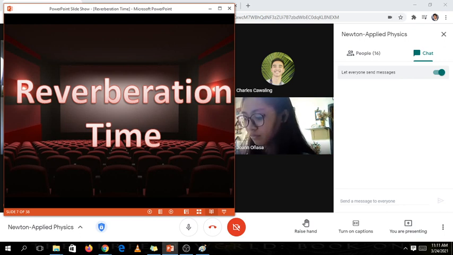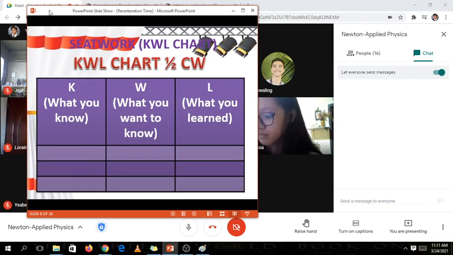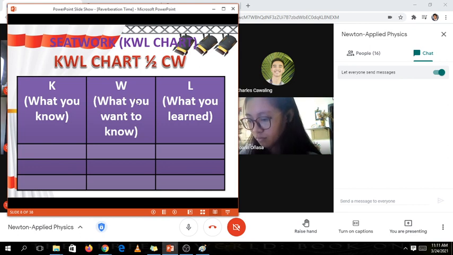Our topic for today is reverberation time. For your activity today, to be submitted on Google Classroom by Friday, you're going to make a KWL chart, either on your own or in a Word file with a table. K stands for what you know, W for what you want to know, and L for what you learned. K is what you already know about reverberation time. List 3 things. W is what you want to know about reverberation time. And L is what you have learned. After the lesson, you list 3 things that you have learned about the topic. Questions about the KWL chart?